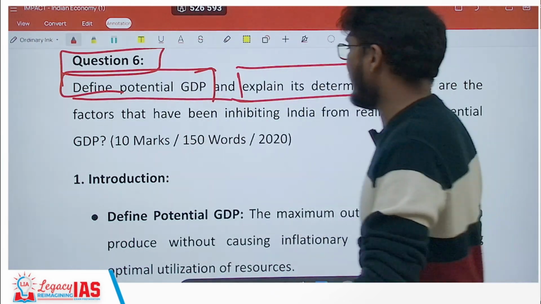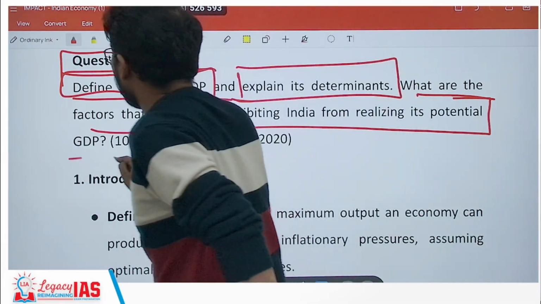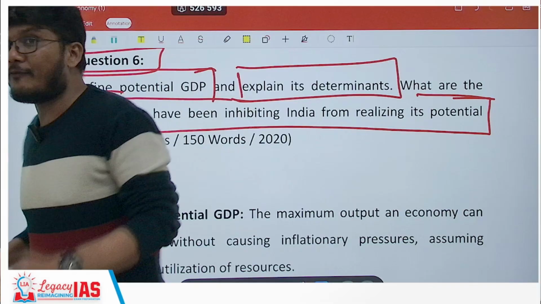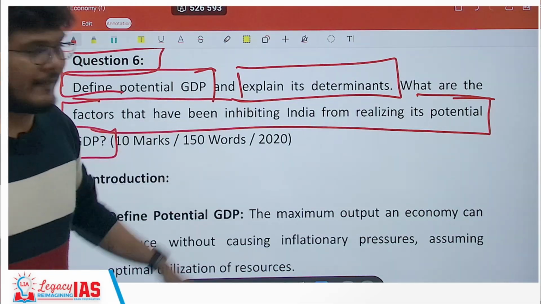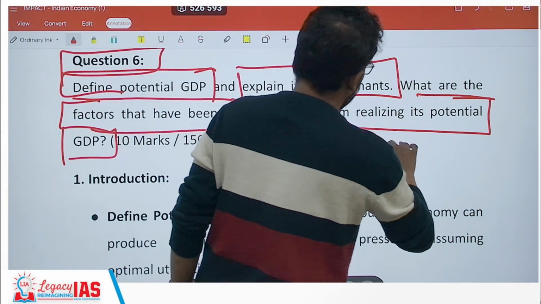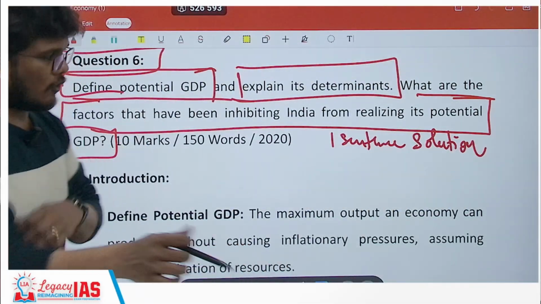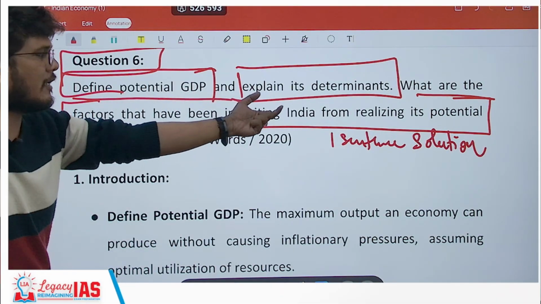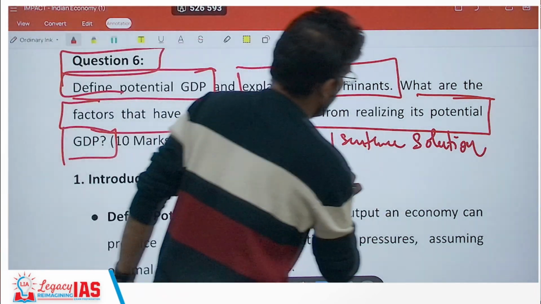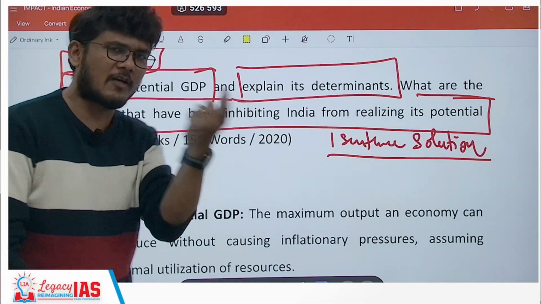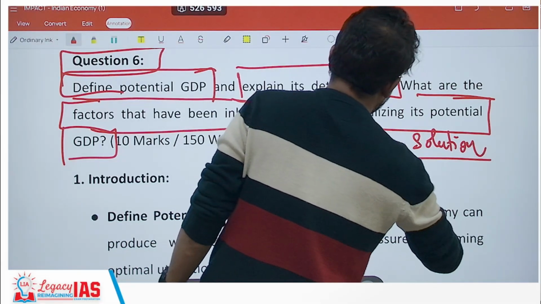Then there is a third part as well. What are the factors that have been inhibiting India from realizing its potential GDP? So the third part will be the factors that are inhibiting India, but you will not end here. After writing the factors, you have to mention one sentence about the solution. You may end it, but don't end it there. Write 2-3 solutions in that same sentence, because it's a 10 marker, words are less. So in that one sentence, talk about the solutions, and in another one sentence, conclude your answer.